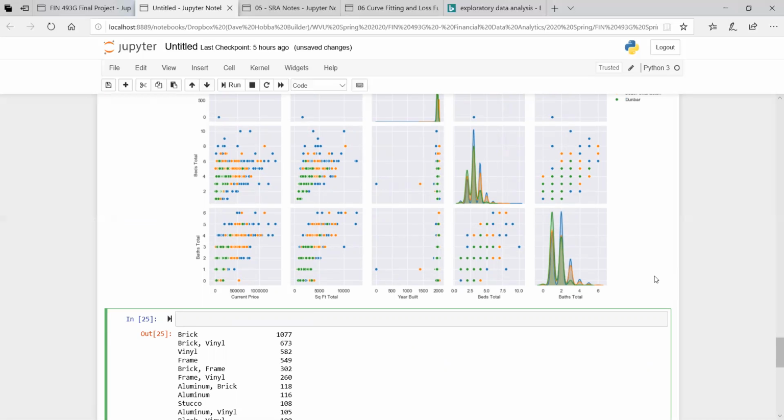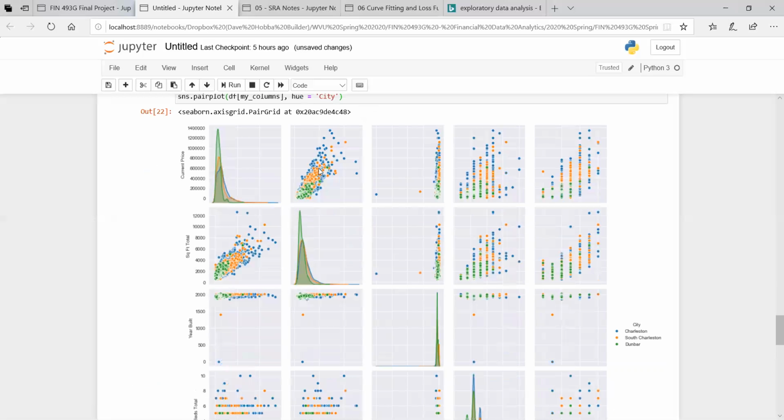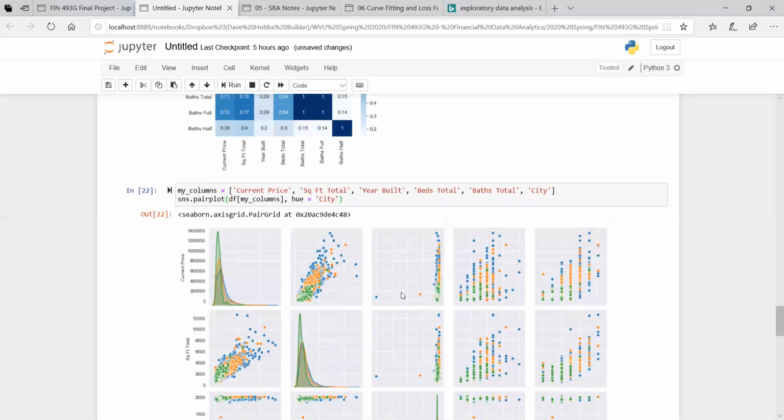But anyway, this is our data, and we're trying to estimate current price given our explanatory variables. It seems like square footage would be a good one. It's 83% correlated. It looks fairly linear. It looks like it opens up a little bit, which could pose a problem. But for the most part, it seems pretty linear.